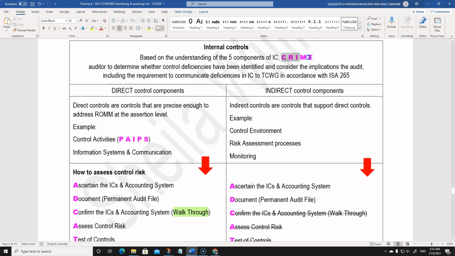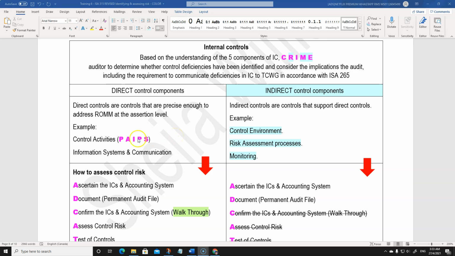So this CRIME here will now be divided into 2 categories, into indirect control components. And this one would be the control environment. So all the blue bits come under indirect control components. Indirect means that they do not directly affect the financial statement items. So the revised standard makes a distinction between those internal controls that have got a direct effect on the financial statements and those that do not have a direct effect. Not to say that they don't have an effect at all, that they do not have a direct effect.